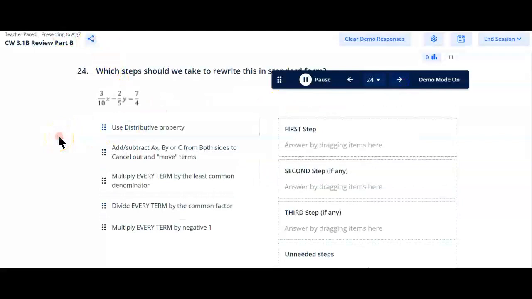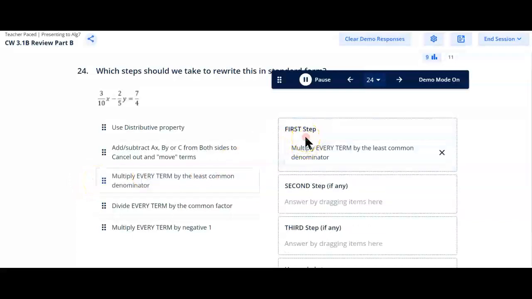Okay, number 24, would we use distributive property? No, so this is an unneeded step. Would we need to add or subtract to move any terms? No. So that is an unneeded step. Do we need to multiply by a least common denominator? Yes, to get rid of our fractions. So that is our first step. Do we need to divide by a common factor? No. Not if we use the least common denominator. So that is an unneeded step.